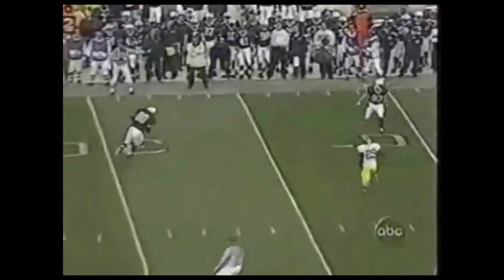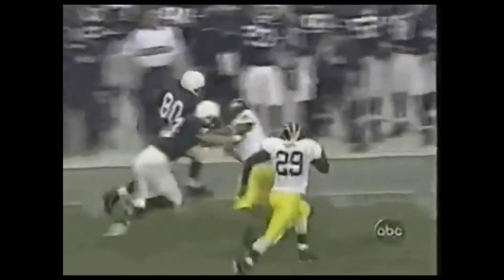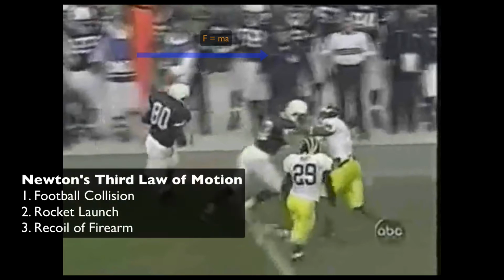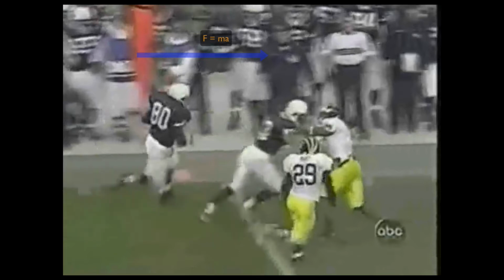In this video, we're going to be discussing Newton's third law. For every action, there's an opposite and equal reaction. Well, as I get started, let me let you know that in this video, we're going to be discussing Newton's third law using three examples. Number one, this football hit that you just witnessed. Number two, a rocket ship taking off. And number three, recoil. So these three examples show us Newton's third law in action in real life scenarios.